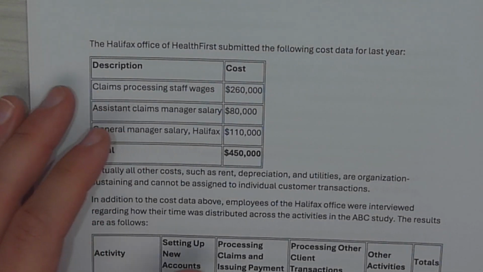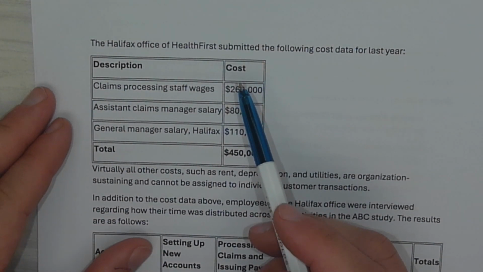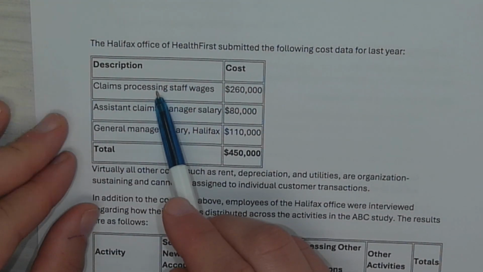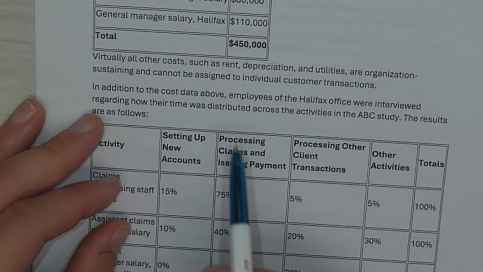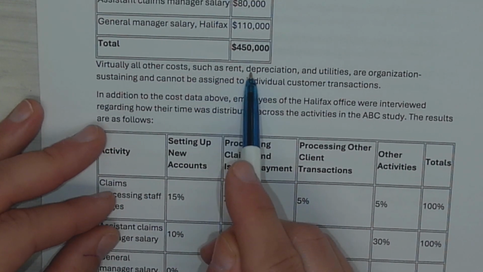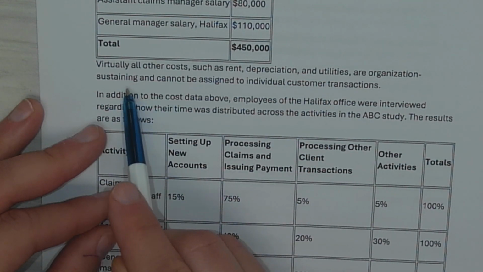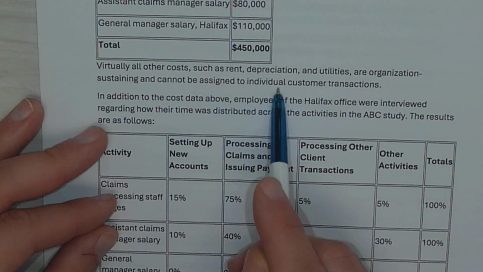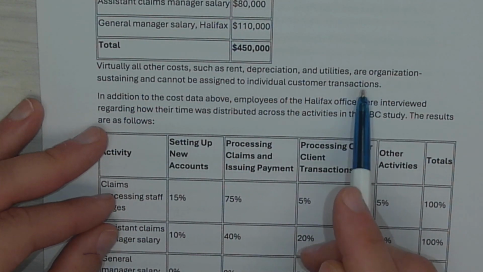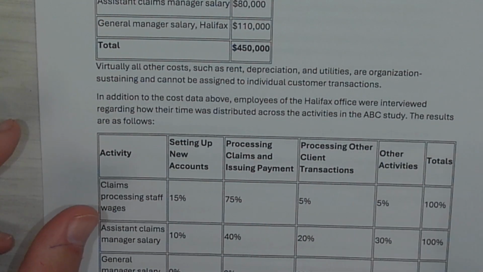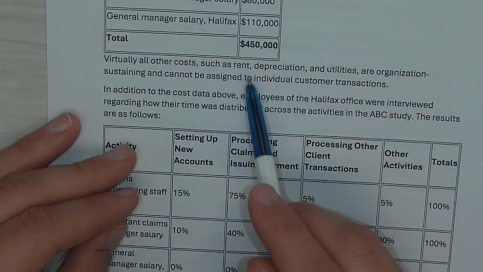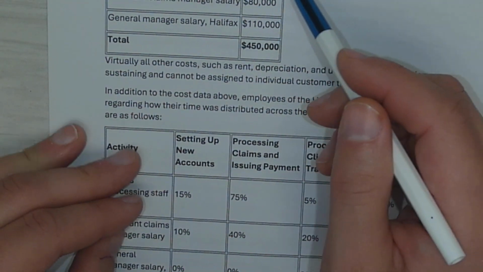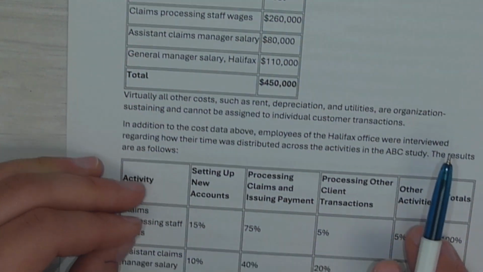The Halifax office of Health First submitted the following cost data per year. We have the claims processing staff wages, assistant claims manager, and the general manager. Virtually all other costs, such as rent, depreciation, and utilities, are organization sustaining and cannot be assigned to individual customer transactions. So that means typically we would assign overhead, but they're saying we don't need to worry about these ones. We're only going to worry about these ones.